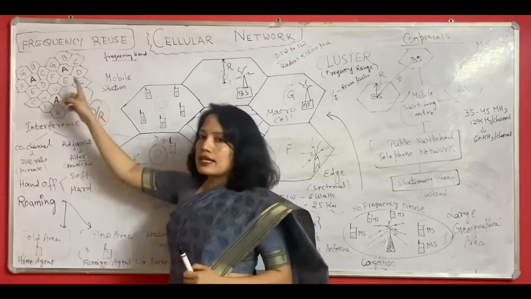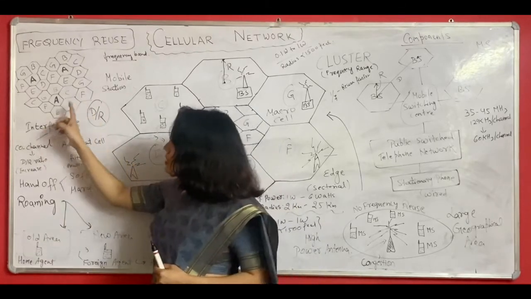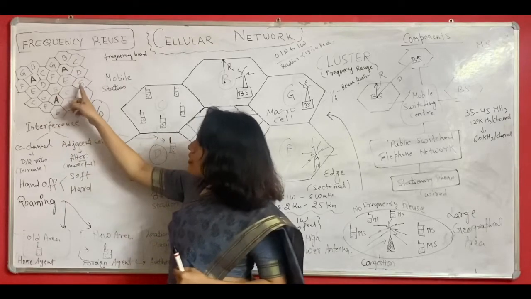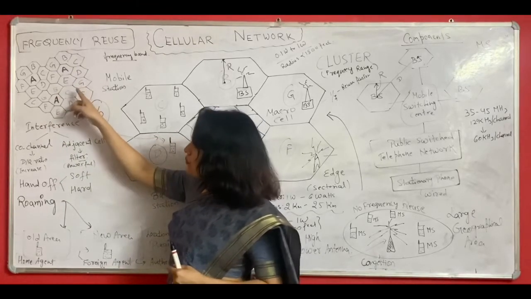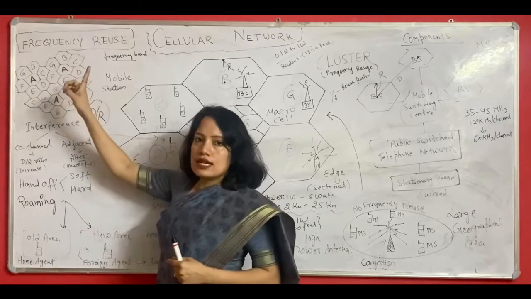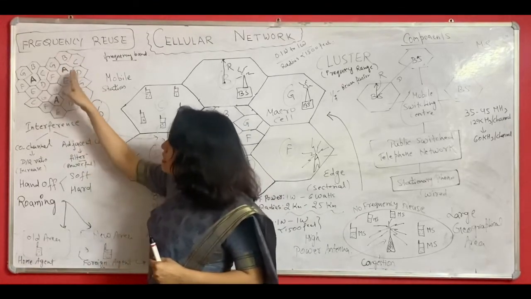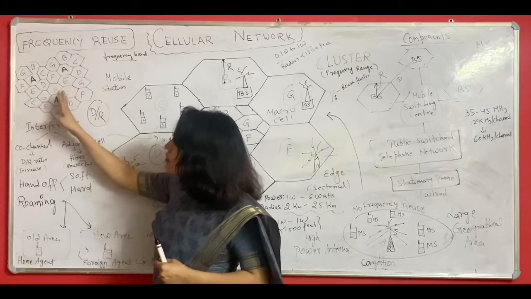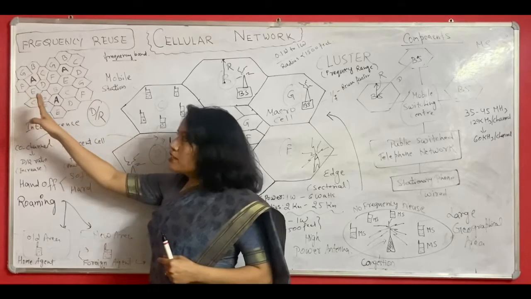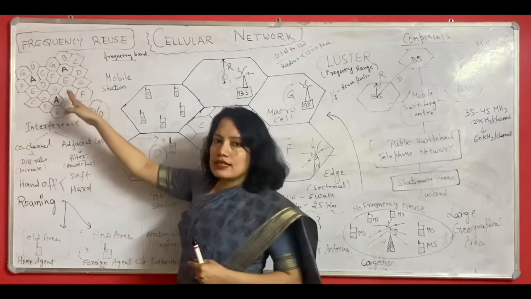So this is the diagram. Here the cells are numbered A, B, C, D, E, F and G. So a total of 7 cells makes a cluster. There is one cluster over here, adjacent to this there is another identical cluster, and here also another identical cluster. So there are 3 clusters visible in this diagram.